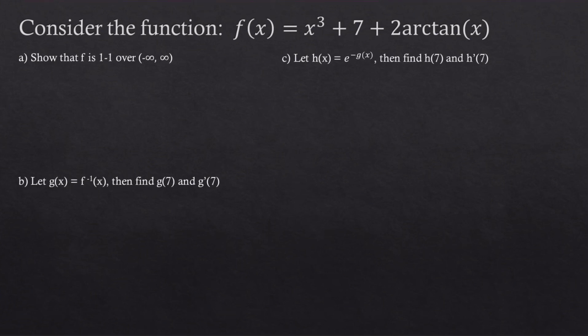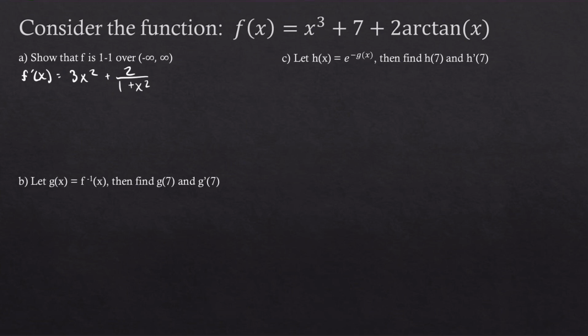So for part 1, we need to show that it is 1-to-1, and I'm going to take the derivative of this function, and that'll leave us with 3x squared plus 2 over 1 plus x squared. And if the derivative is positive for all x's, that's how we know it's increasing and it's 1-to-1.